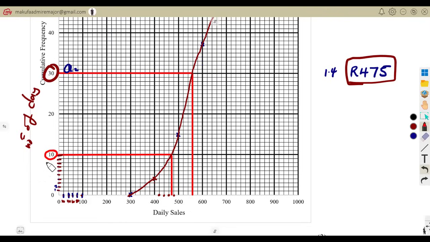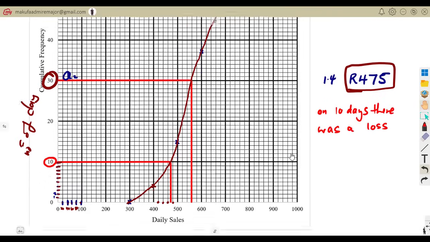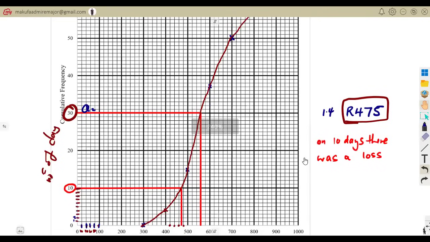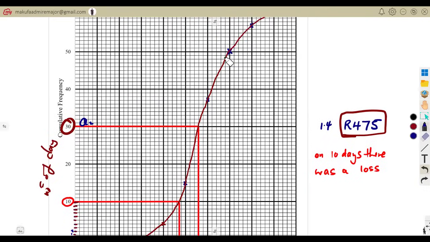So on 10 days, there was a loss. Or they made a loss. That is on the 10th day. That is when, now, when you say, okay, we have the break even, now we start to make the profit. So the profit is now after this 475, going up to the end there to 900, which is corresponding to the last value there.